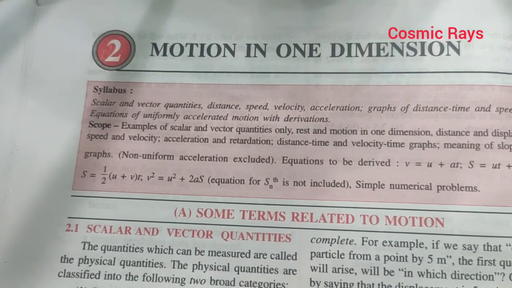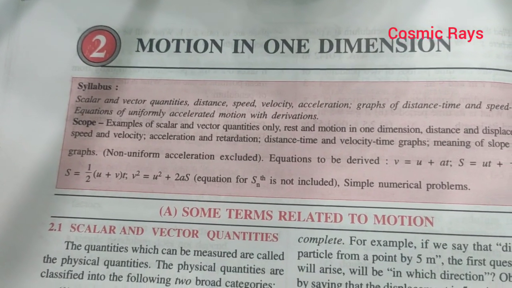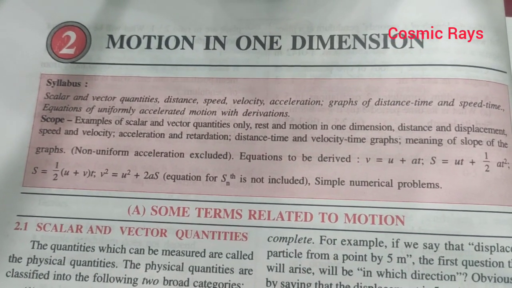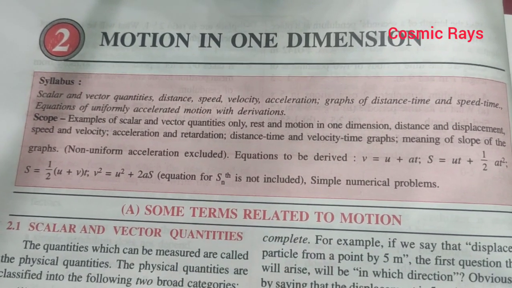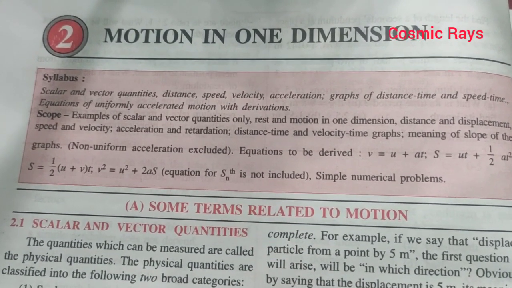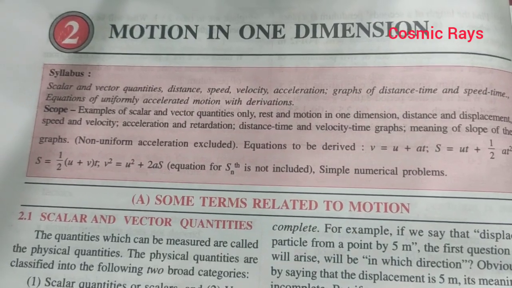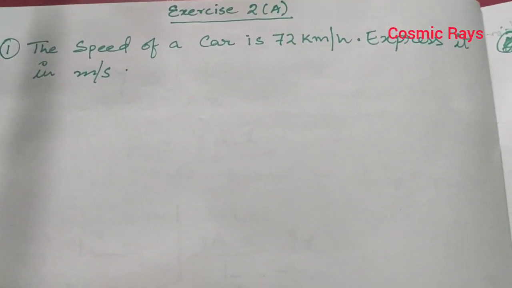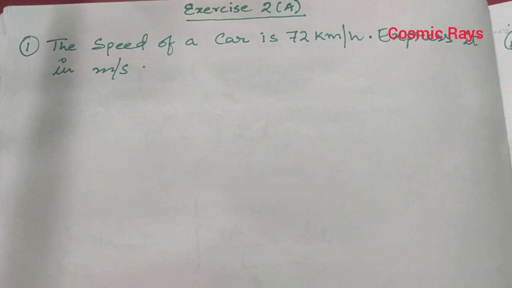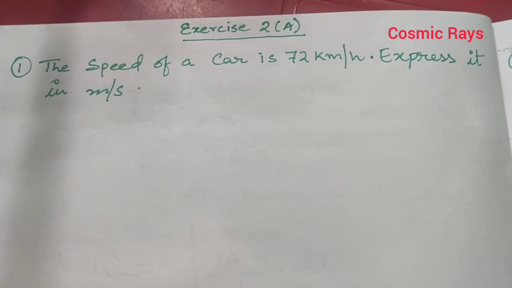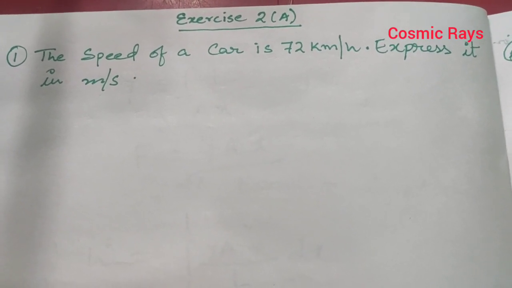Hello everyone. In this video we are going to solve some of the numericals of the chapter Motion in One Dimension. So we will be first solving exercise 2A and we would be doing at least one question of each type. So in exercise 2A, the first question is: the speed of a car is 72 km per hour. Express it in meter per second.